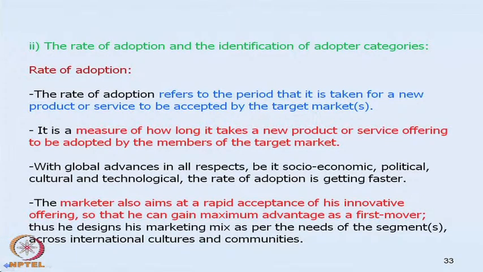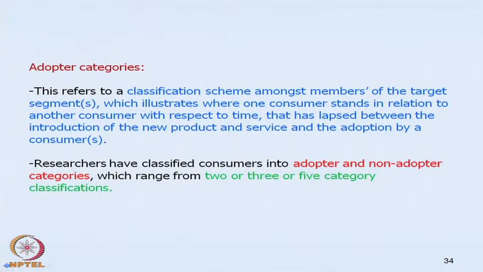The second thing we discuss is adopter categories. It refers to a classification scheme amongst members of a target system which illustrates where one consumer stands with respect to another, with respect to the time lapsed between the introduction of a new product and its adoption.